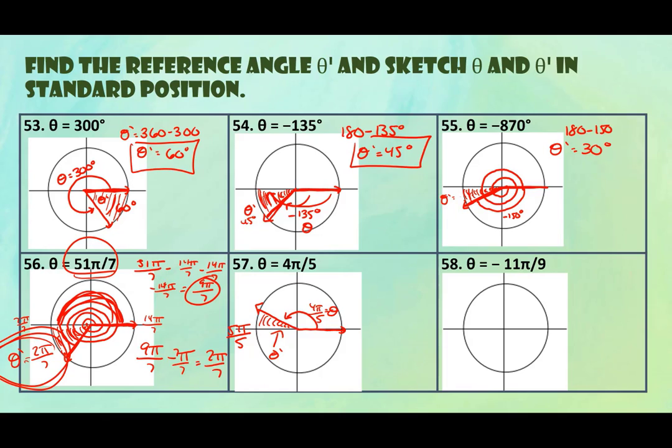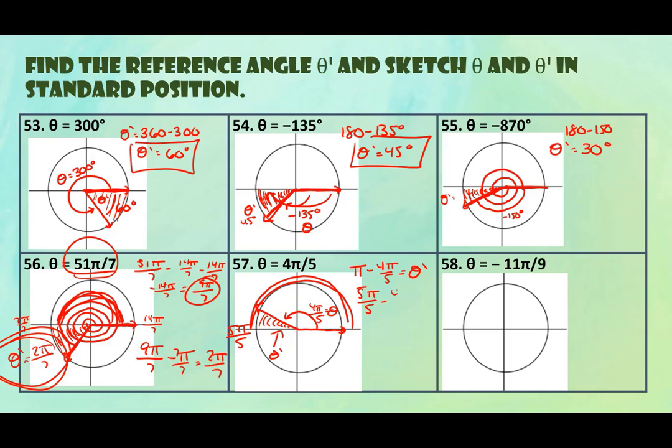Okay, so what we're going to have to do is, we know that this whole distance here is pi, right? If we subtract 4 pi over 5 from that, we will get our reference angle. So we're going to change this to a common denominator.